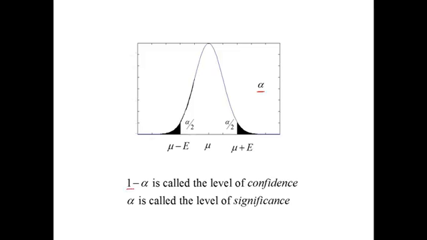Now 1 minus alpha is called the level of confidence. Okay, we want to phrase things in a positive way, and so level of confidence is something we're going to want to keep close to 100%. But the alpha itself is called the significance.